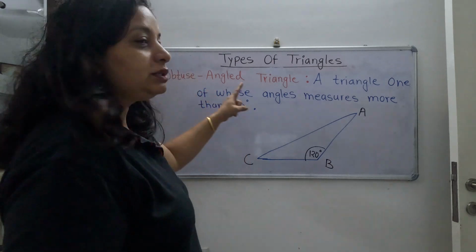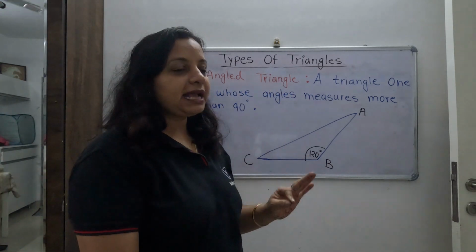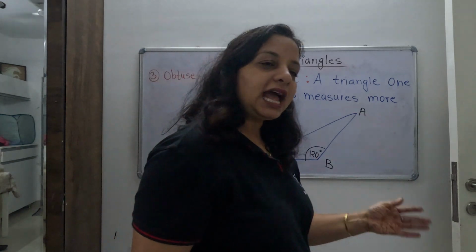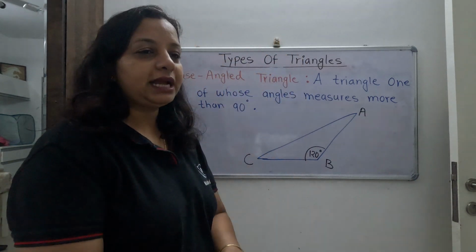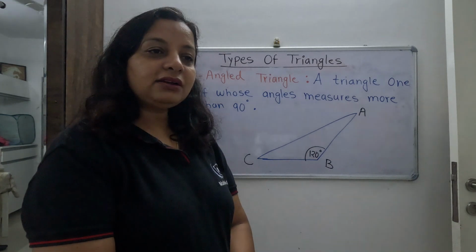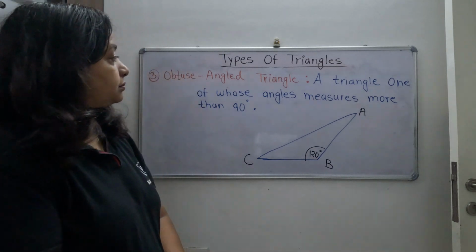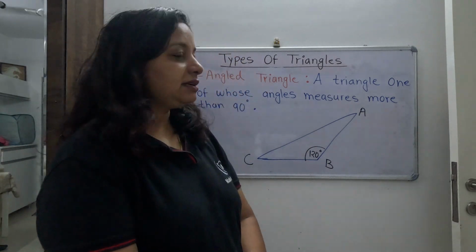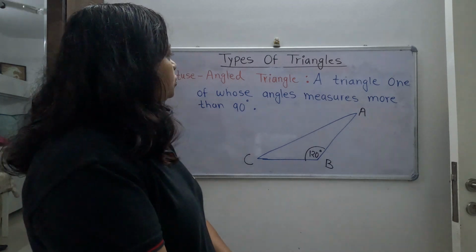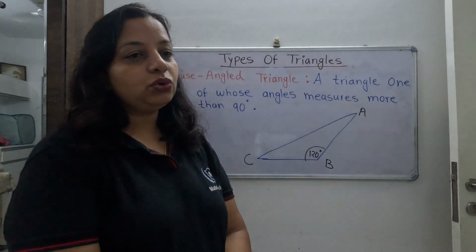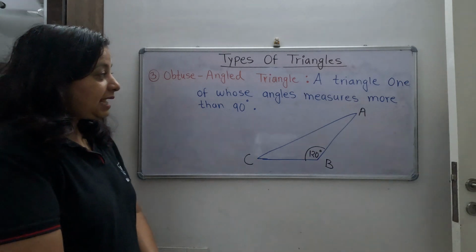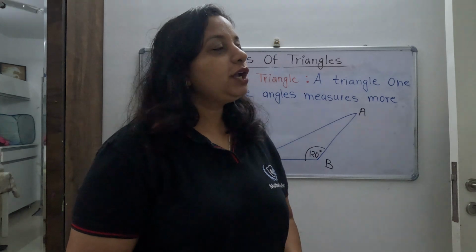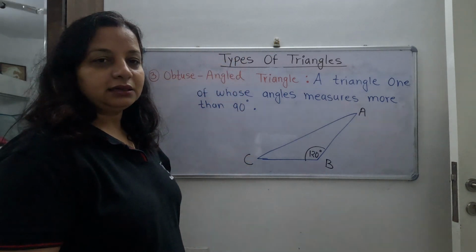Now come to the 3 on the basis of their measures or angles. First is the acute angle triangle. When all the angles of a triangle are acute, meaning less than 90 degree, we call it an acute angle triangle. The second is the right angle triangle. A triangle in which one angle measures 90 degree, we call a right angle triangle. And the third, the obtuse angle triangle, a triangle whose angle measures more than 90 degree, meaning obtuse angle. So we call it an obtuse angle triangle.